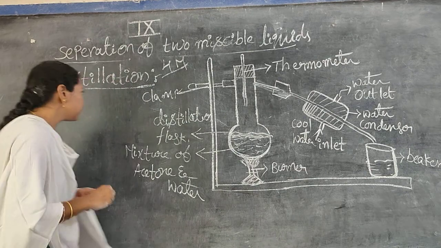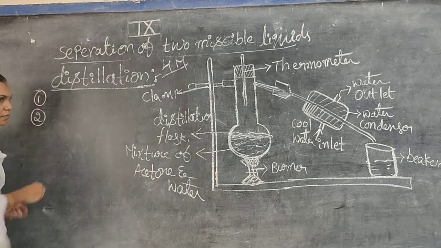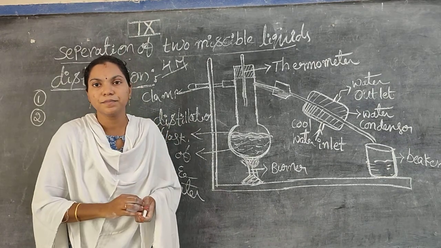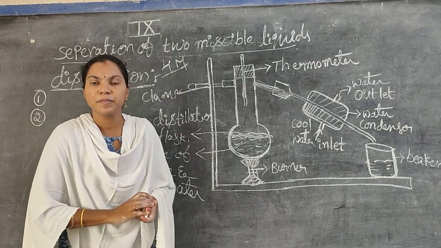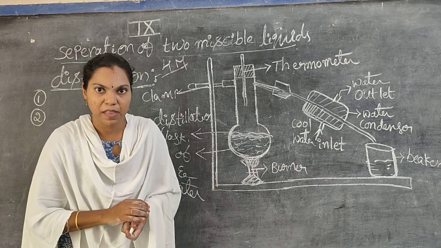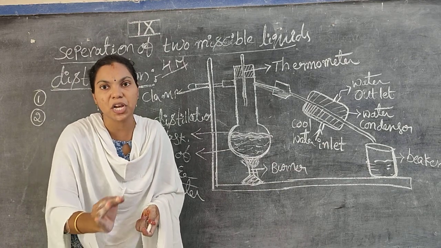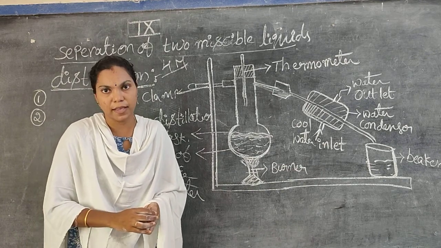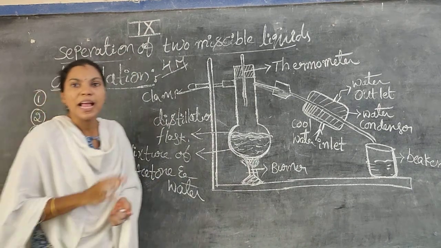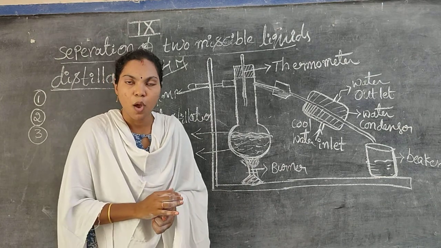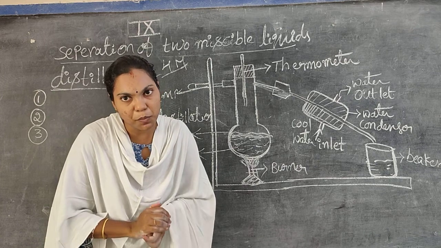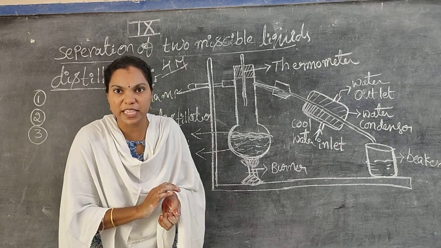The second point is, in this example we took acetone and water, a mixture of two miscible liquids. And third point, one more very important point: in the distillation process, we can separate the two miscible liquids.